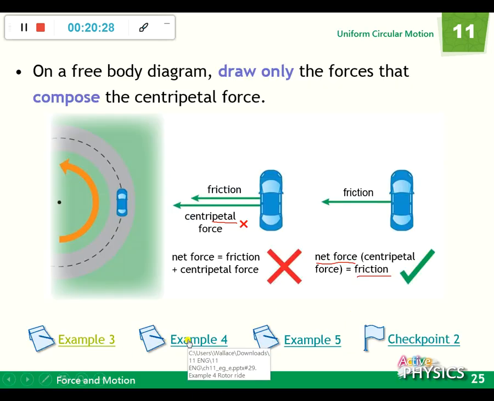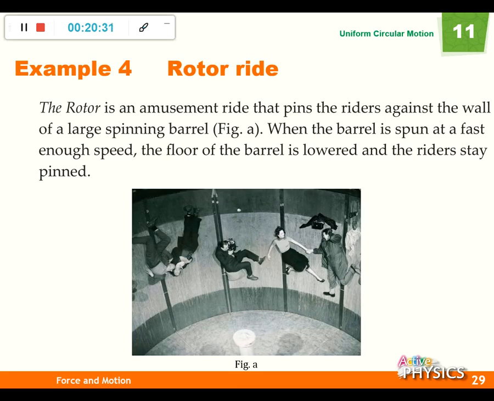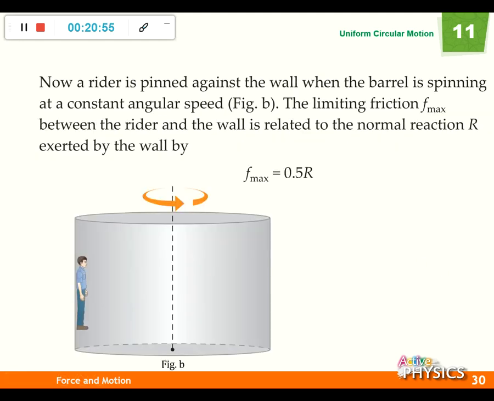Okay, next one. Example 4, the washing machine. In this case, what will happen? You can see that all the people will fall in mid-air, okay? But actually, it's not. They are in the roller at a very fast speed. Then you can see that all the people will stick on the wall of the roller.